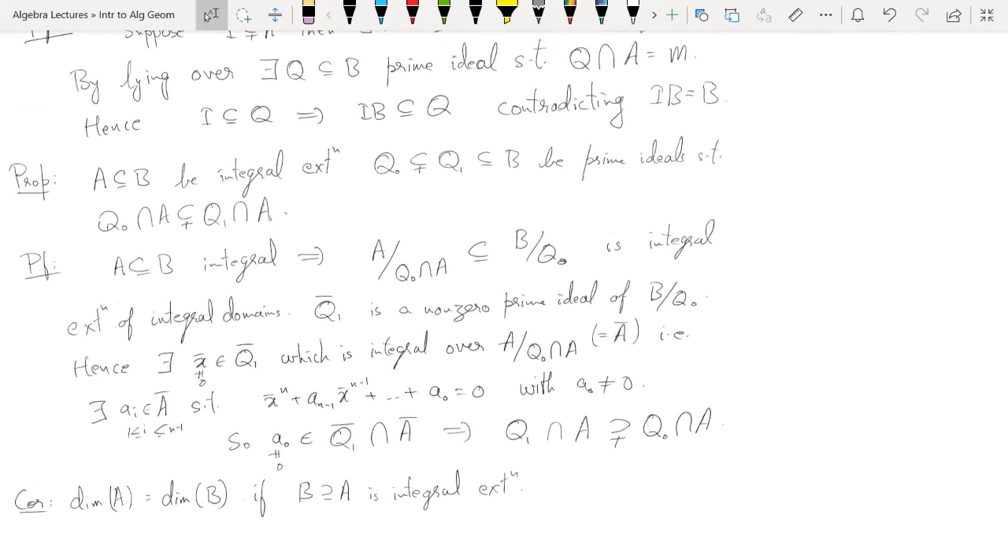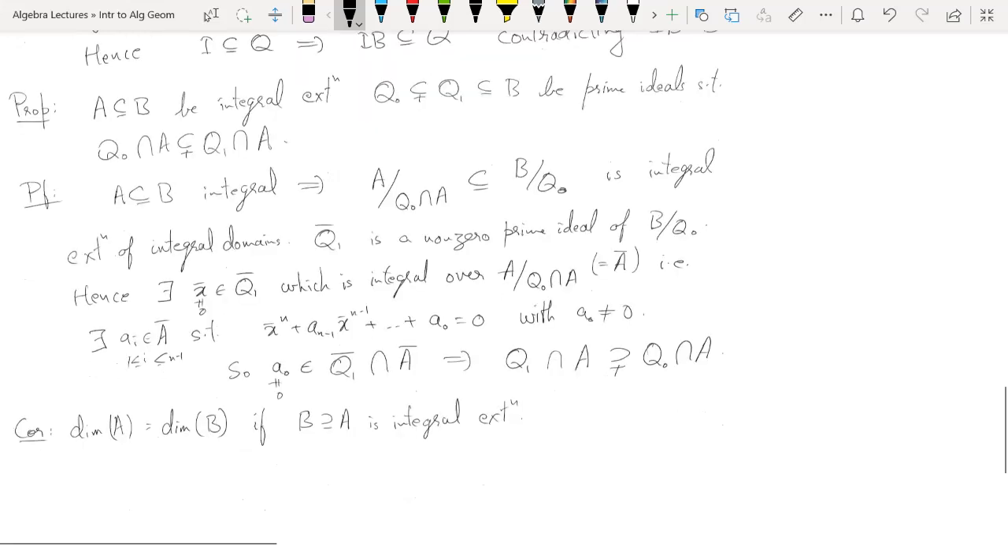So what is the proof of this? You know A is contained in B is an integral extension, and of course we have A mod Q naught intersection A contained in B mod Q naught, with the same principle which we used in the lying over theorem or going up theorem.